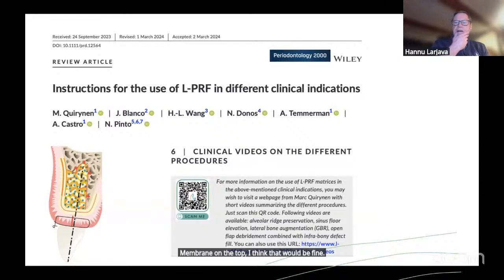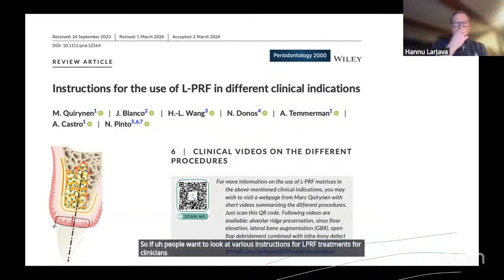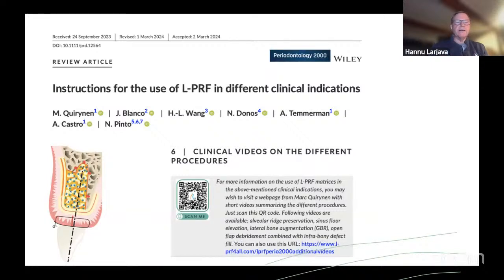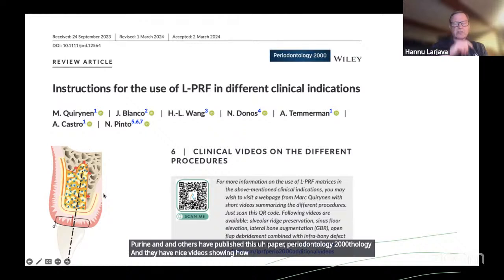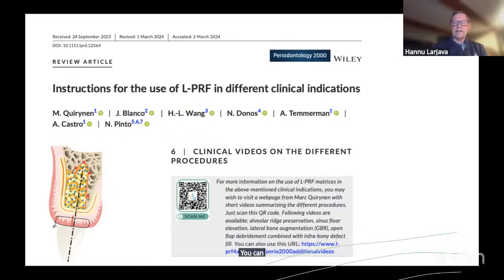So if people want to look at the various instructions for LPRF treatments for clinicians, Kurinen and others have published this paper in Periodontology 2000, and they have nice videos showing how to do various procedures and how to use LPRF in these procedures. So if somebody is interested in looking at those, you can get there using that link.